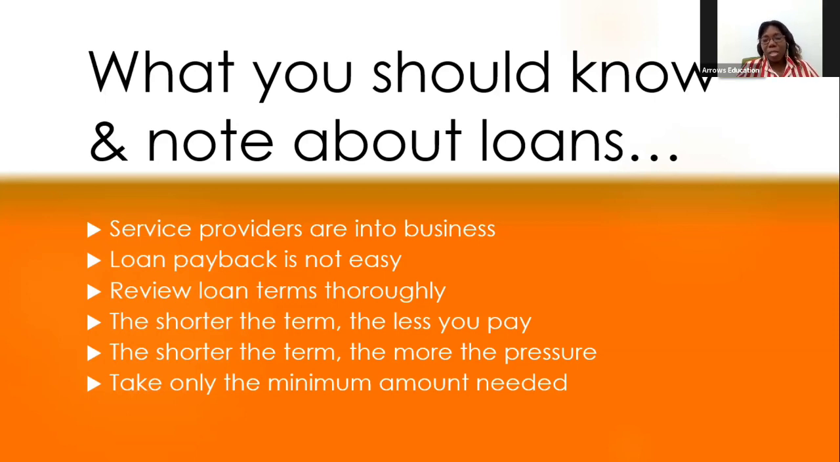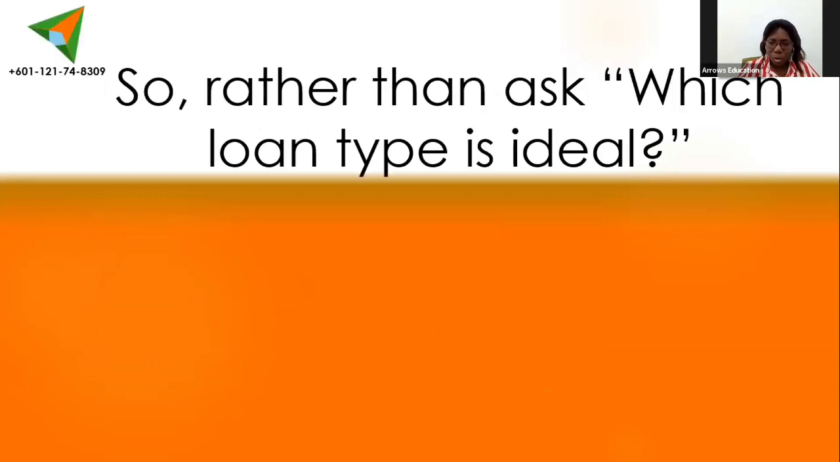And then the shorter the term, the more the pressure. That's another reason why some people will say, instead of 5 years, I'll go for 10 years. Because if I go for 10 years, maybe I'm supposed to just be paying $200 a month. But if I go for 5 years, I may have to pay like $500 a month. So these are all factors that people consider. But another suggestion is take only the minimum amount that you need. Don't try to live big on a loan.